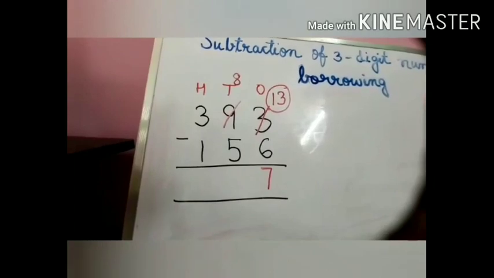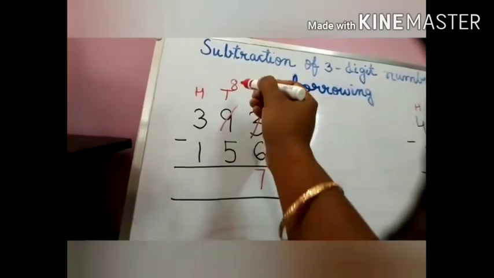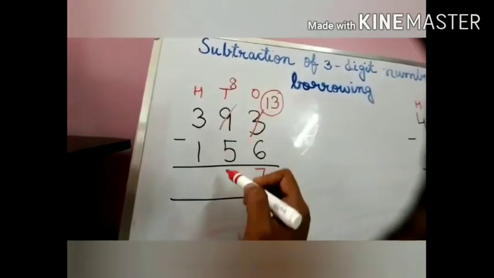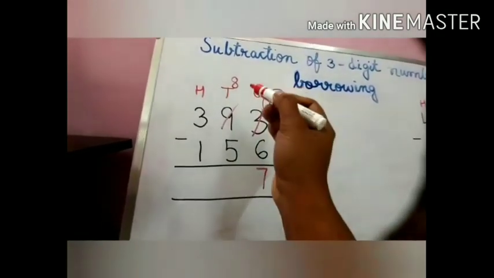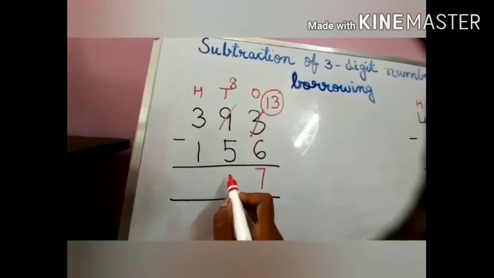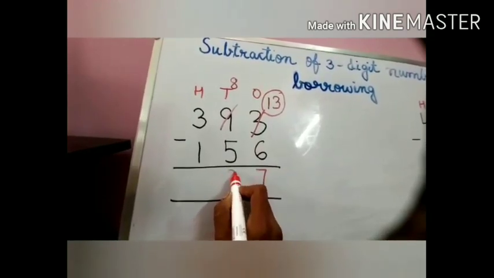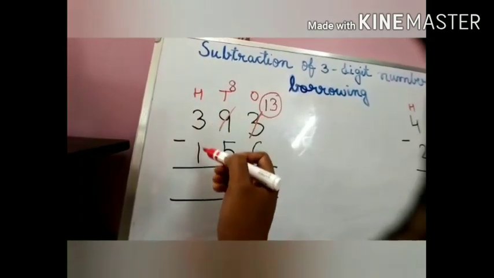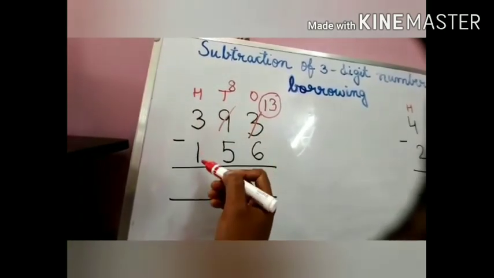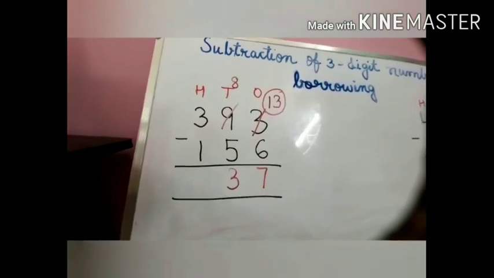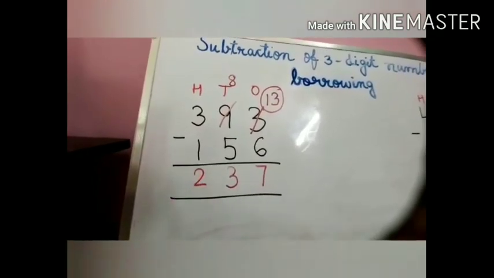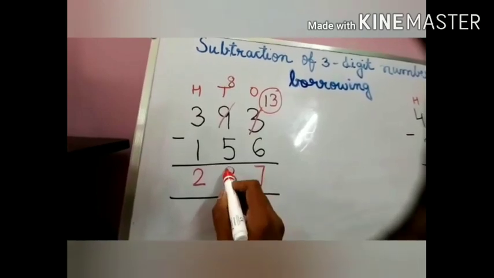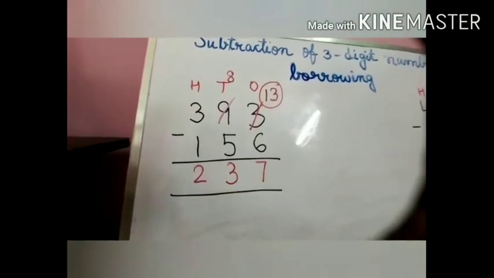Then, coming to this place, I have 8 and 5. So 8 is larger than 5, so no need to borrow. From 8, if I take away 5, how much remains? Yes, 3. And in the hundreds place, I have 3 and 1. From 3, if I take away 1, what is the answer? Yes, children, it is 2. So my answer is 237. Okay, children?